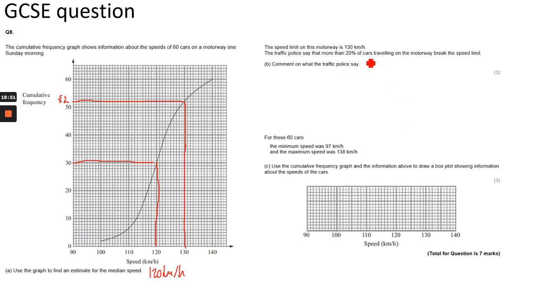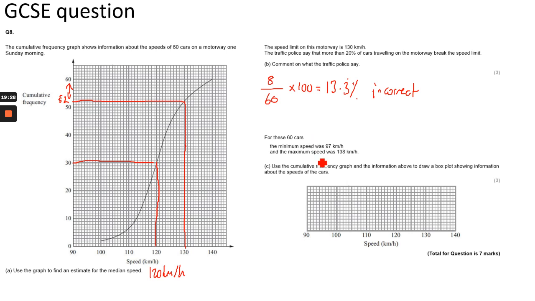The traffic police say that more than 20% of cars travel faster than the speed limit. So that's going to be 8 vehicles, and that's going to be 8 out of 60. So if we work that out as a percentage, 8 out of 60 multiplied by 100, that gives me 13.3%. So more than 20% are travelling. That is incorrect because the value is 13.3% based on the values that I've just worked out.